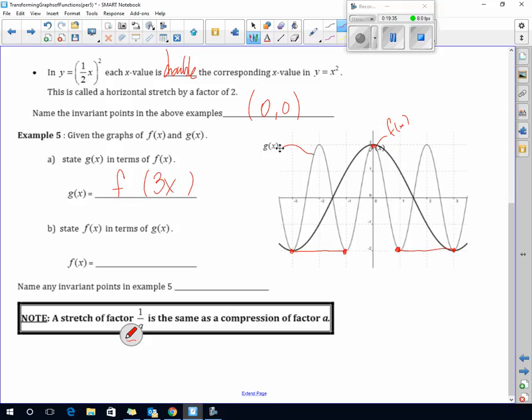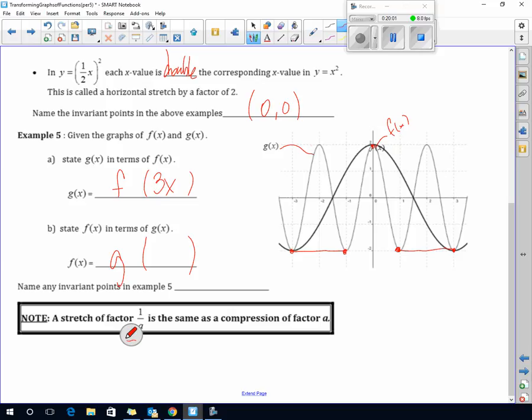Okay, now look at the other way. We're starting with f of x and we're going to g of x. Sorry, I said that wrong. We're starting with g of x and we're going to f of x. So this is going to be g of what? G of what? 1 over 3x. You could also write it as g of x over 3.